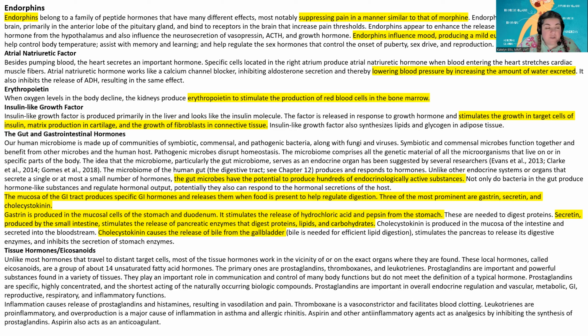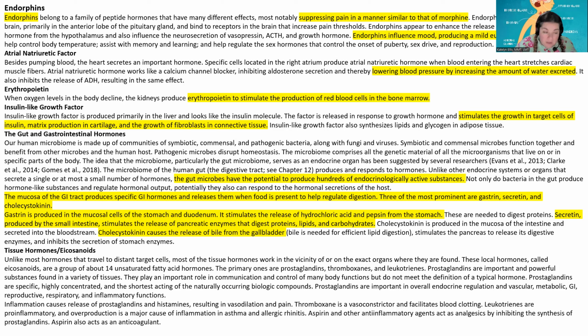The mucosa of the GI tract produces specific GI hormones and releases them when food is present to help regulate digestion as well. These are gastrin, secretin, and cholecystokinin. All right. Cholecystokinin. Don't make me say it fast. Gastrin is produced in the mucosal cells of the stomach and the duodenum, depends, tomato. Most people I talk to say duodenum. Gastrin is produced in the mucosal cells of the stomach and the duodenum, and it stimulates the release of hydrochloric acid and pepsin from the stomach. These are needed to digest proteins.